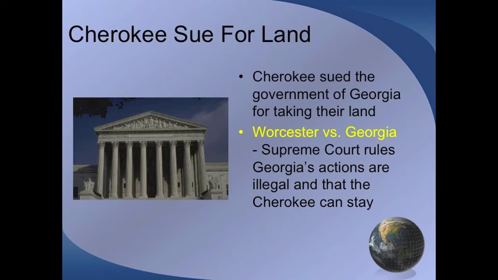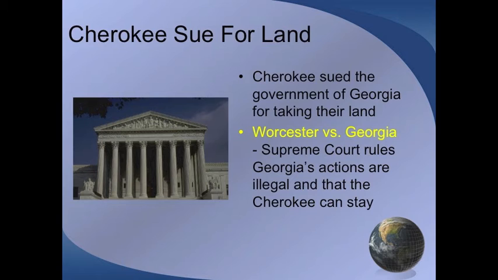Now, the one thing that we know about Andrew Jackson is that he was a hard-headed man. And once he made up his mind to make a decision, well, it stuck. So, even though the Cherokee sued the government of Georgia for taking their land in Worcester versus Georgia, and this court case goes all the way up to the Supreme Court upon appeal, the Supreme Court rules in the Cherokee's favor, and they say that the Cherokee can stay.